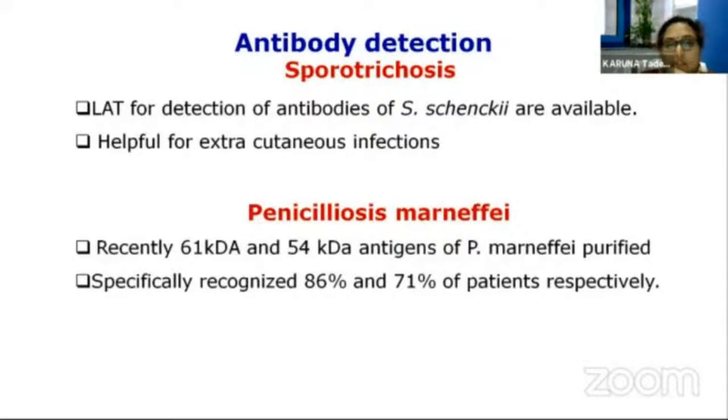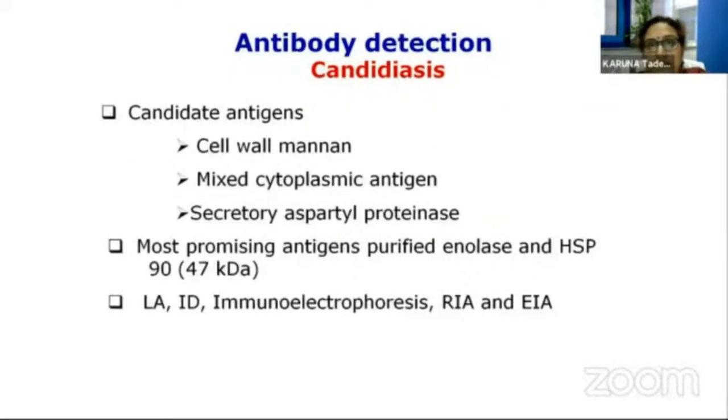Talaromyces marneffei: recently 61 kilodalton and 54 kilodalton antigens of P. marneffei were purified. At that time, it was P. marneffei, so some kits still write P. marneffei. They specifically recognized 86% and 17% of patients, so it is quite variable. But in case of Talaromyces, histopathology and molecular tests are very significant, as for some of the other endemic diseases.